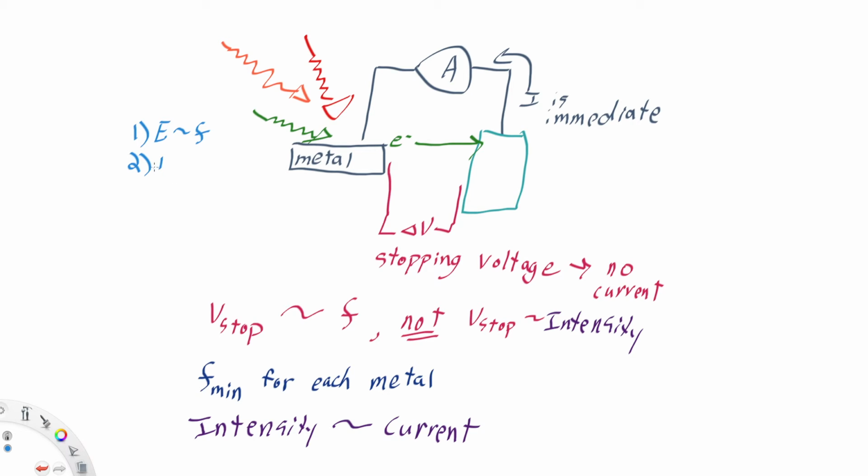Secondly, the intensity of the light is actually proportional to the number of photons. So the more intense light has the same kind of photons as less intense light. There's just more of them. So if you have more photons, they can kick off more electrons, which cause a greater observed current.